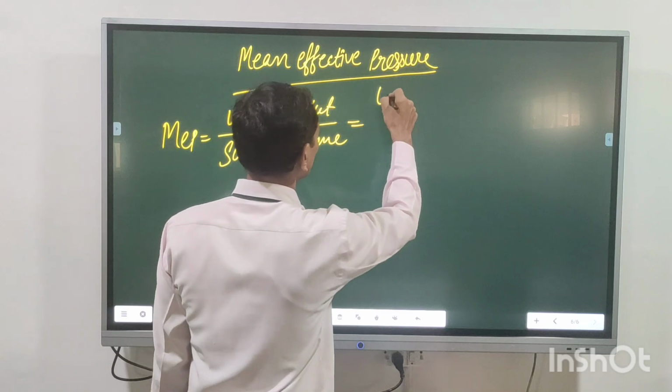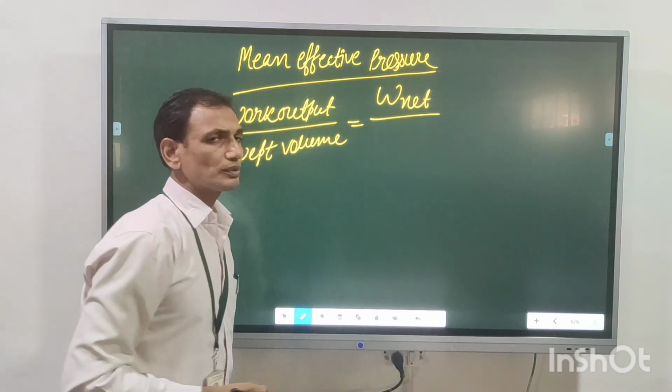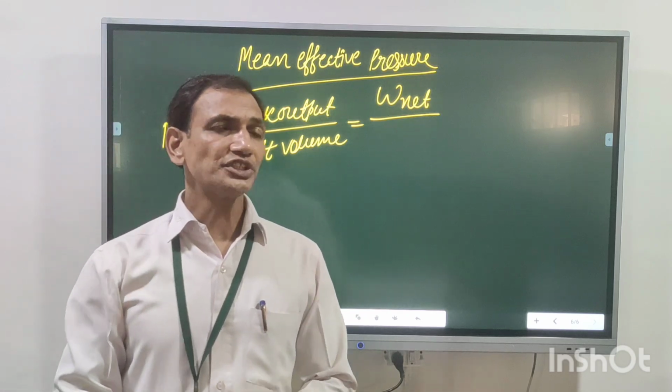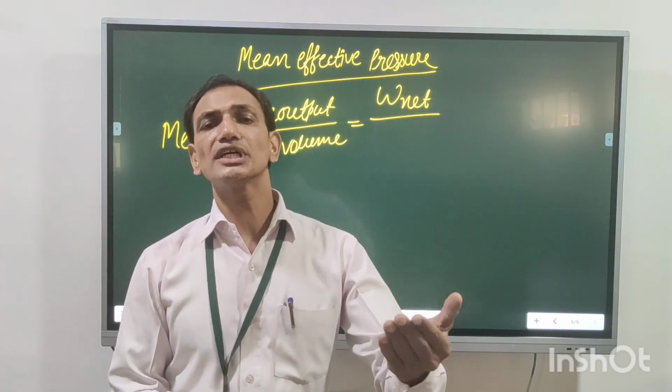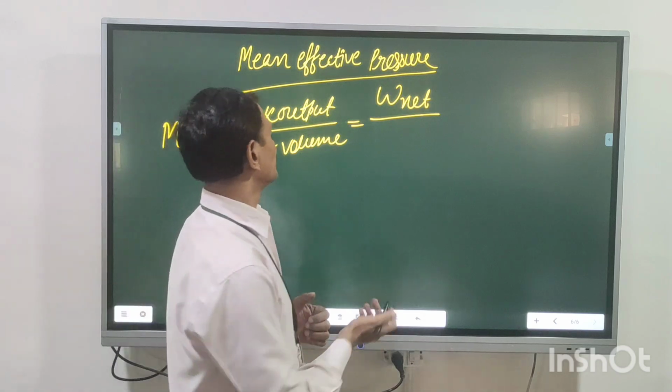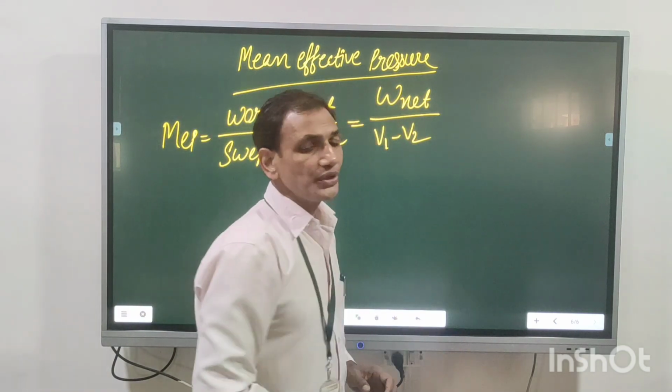Network output we can write W net by swept volume. Swept volume means the piston moves inside the cylinder from bottom dead center to top dead center, and this is called the swept volume. So here V1 minus V2.